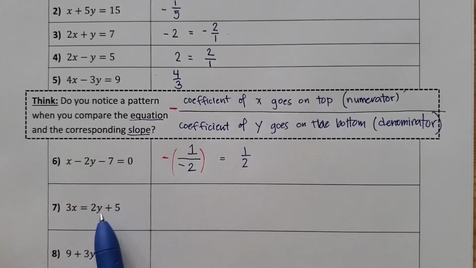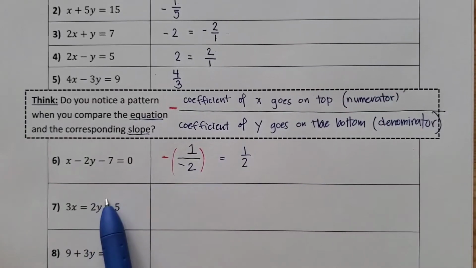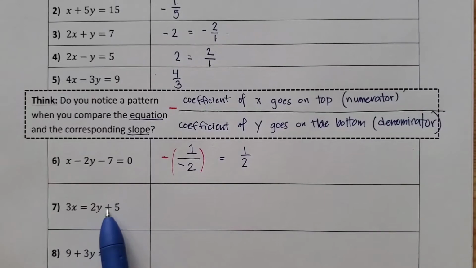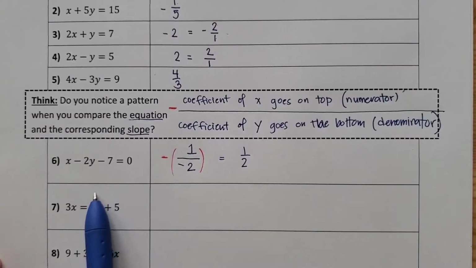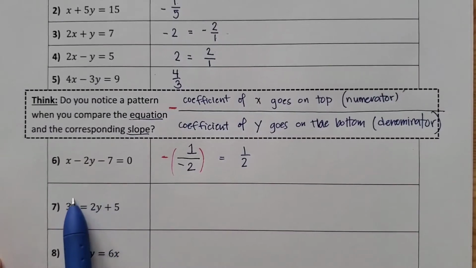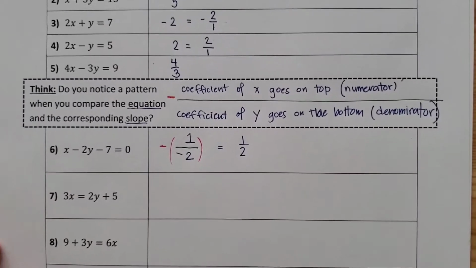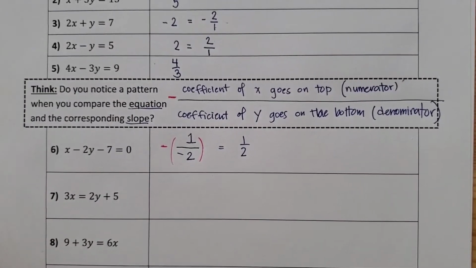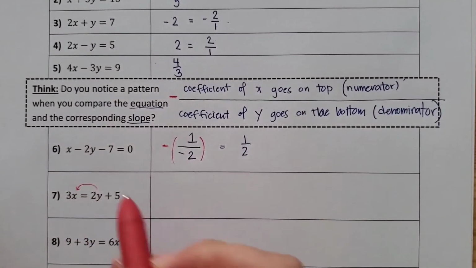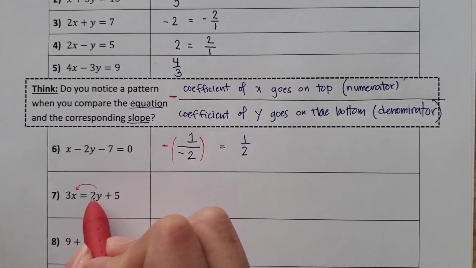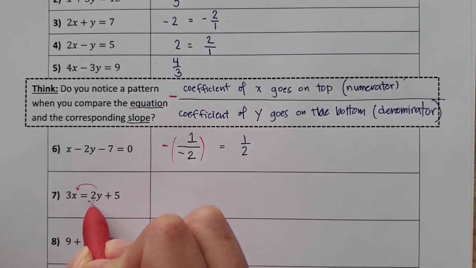Okay, so you cannot use this pattern until both the x term and the y term are on the same side of the equal sign. So we're going to need to transpose this term, the y term, over to the other side so that it can be with the x term. Okay, so you know what to do. You've used this before where you solve equations, right? So if I want to move this over here, the opposite of positive 2y is minus 2y or negative 2y.